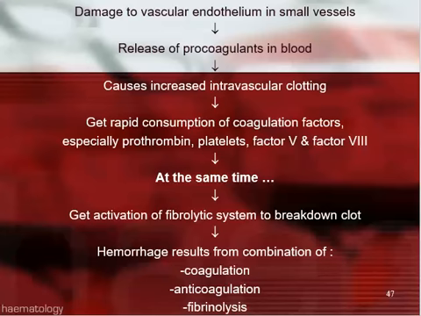So whatever this trigger is, it causes damage to the endothelium, and you release the procoagulants, the tissue factors, into the blood. You get intravascular clotting. You use up the factors. You activate the fibrinolytic system to break down clots, and then you get the hemorrhage because of coagulation, anticoagulation, and fibrinolysis all happening more or less simultaneously in really excessive numbers.